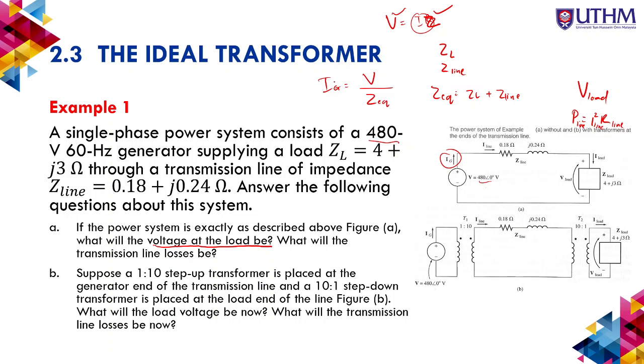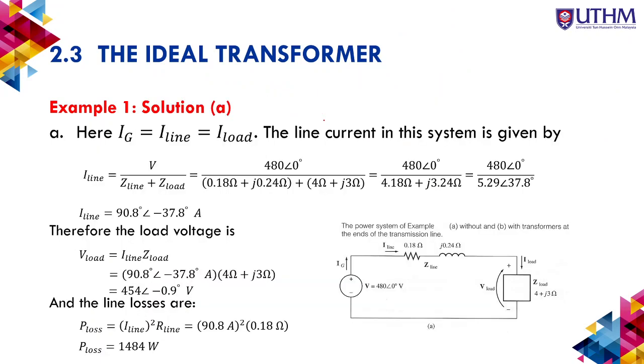Once we get the IG, to get the V load, I line, which is the same as IG, is equivalent to I load. So V load is IG times the Z load. So this is the calculation. Since it's in series, IG equals I load. This is the Z equivalent.